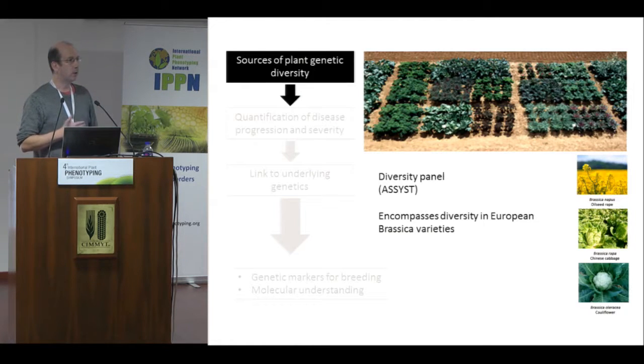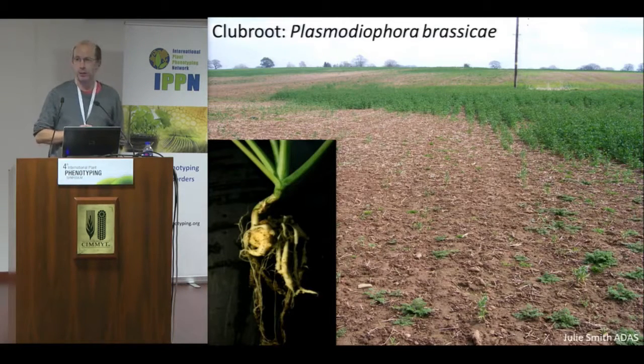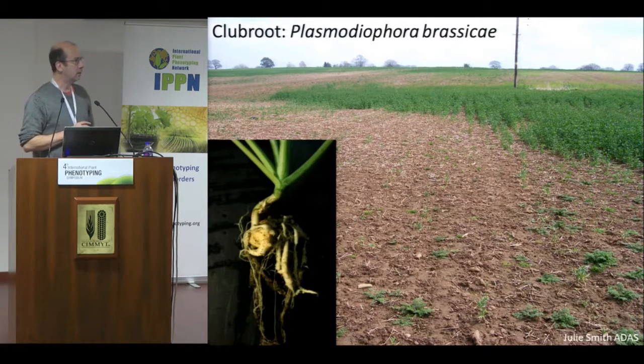So very briefly, I'm going to talk largely today about our work on Brassicas, and to do that we're using the ASSYST Diversity Panel. It encompasses diversity in European Brassica varieties. It's a very good panel to use. It's challenging though because morphologically these plants are quite diverse. And I want to talk largely today about clubroot because that's something that I work on. It's a very devastating disease of Brassicas. There have been huge outbreaks in Canada and in Australia. It's endemic in the UK. In Scotland, 50% of the soils are infected with it.